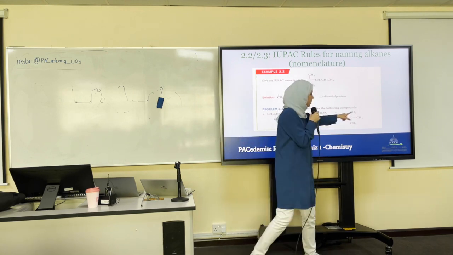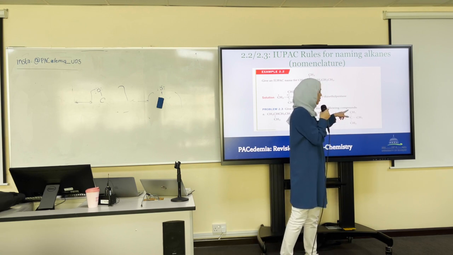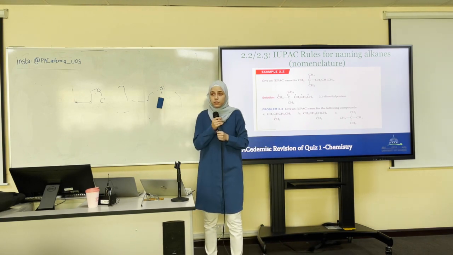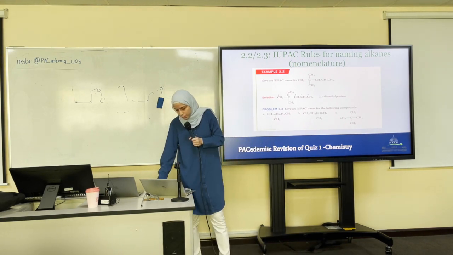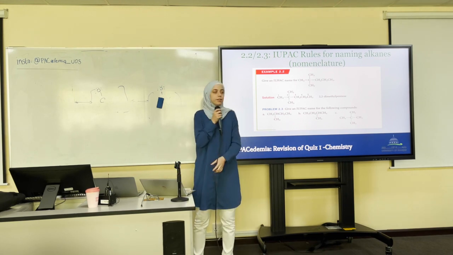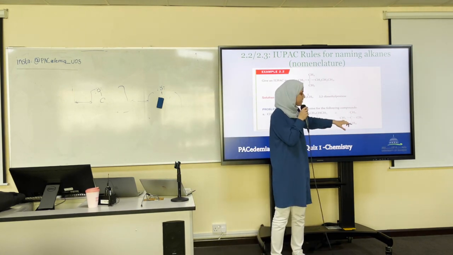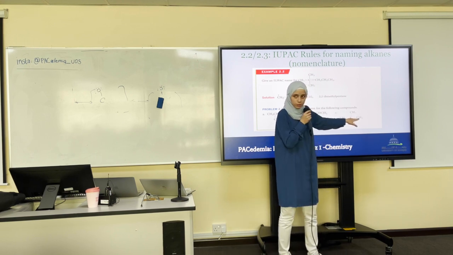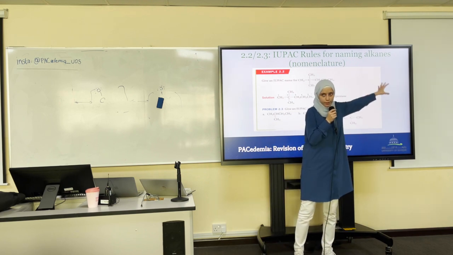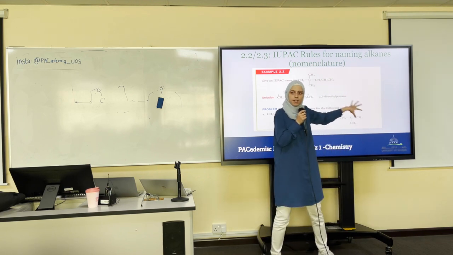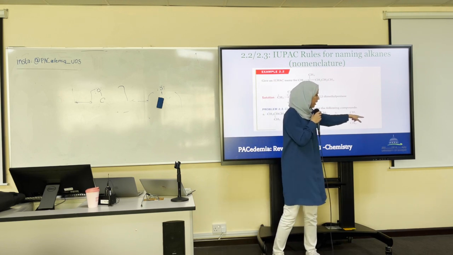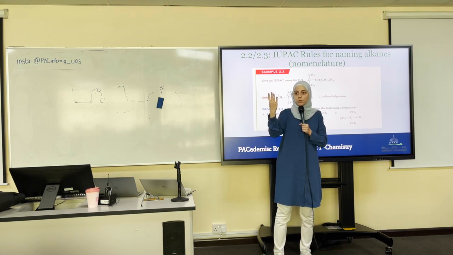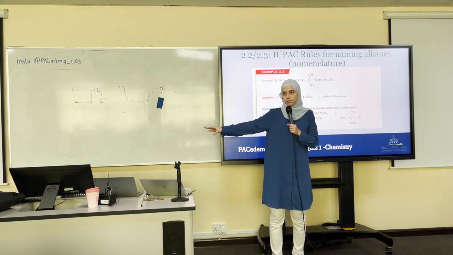Exactly. We took the longest chain, three carbons, so it's 2-methylpropane. No, you need to take the longest chain. Listen, butane: if this carbon is attached to another carbon and it's the longest chain, you can't take it as a substituent. But here, this is the longest chain. In butane, it's four carbons, so none of them is a substituent, right? Got what I mean?